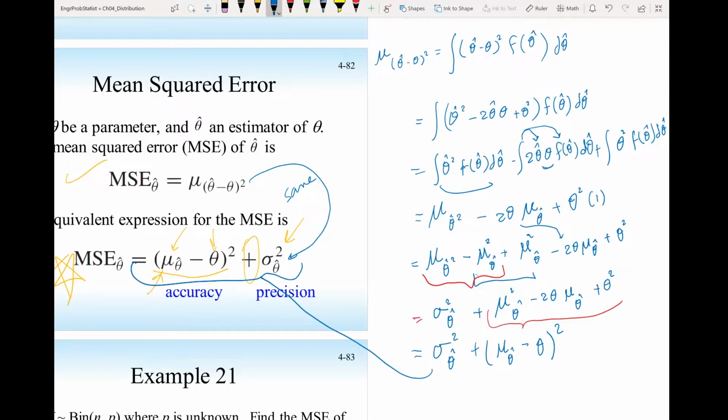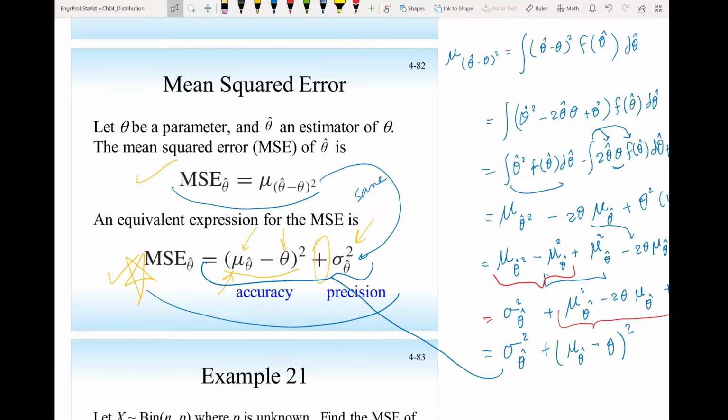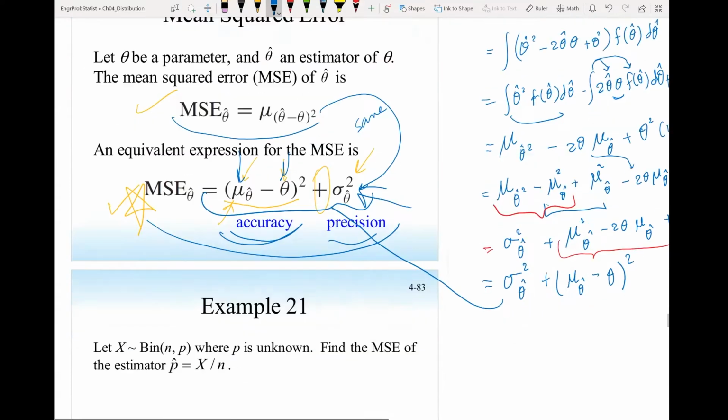So we just showed you can calculate the mean square error this way, or you can calculate the mean square error this way, and both are correct. And the mean square error is a measure of how good the estimate is. It shows you accuracy, the difference between the estimate and the actual value, and precision, how much variation in the estimate.